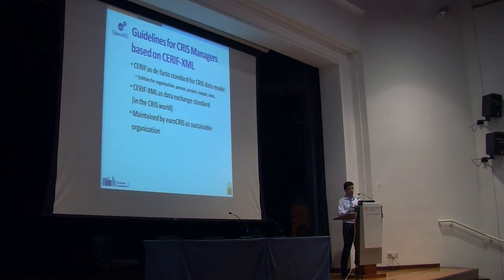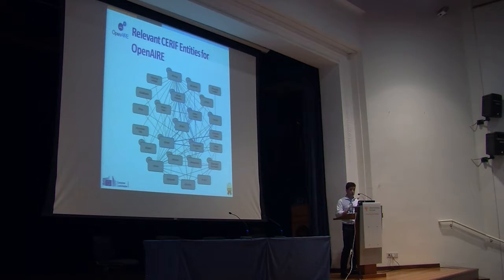In terms of guidelines for CRIS managers, it's a new area that we are also seeing big developments. We are using the CERIF XML standard. It has been seen by the community as a standard in CRIS systems for data model. Using entities for organization, persons, project, output, etc. And it is maintained by euroCRIS as a sustainable organization. Okay? This is difficult to read, but these are the CERIF entities relevant for OpenAIRE. Funding, equipment, project, person, organization.